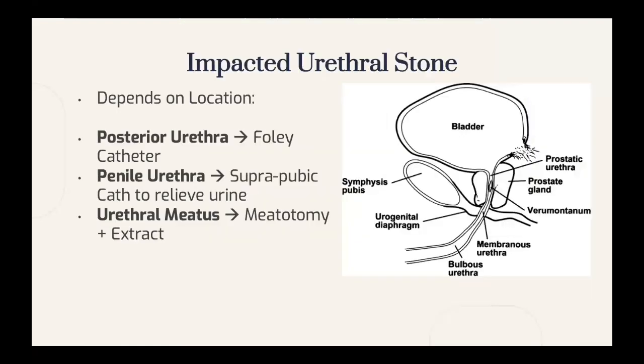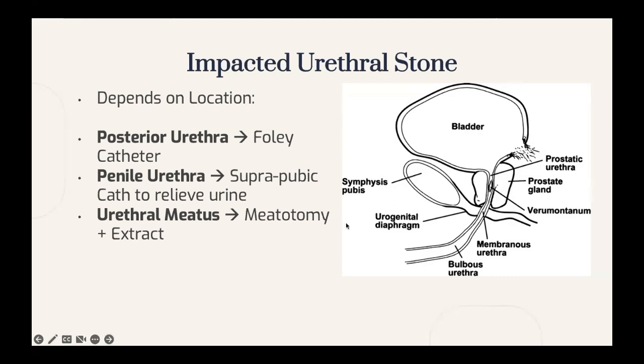And then we have another cause of hematuria. It's called impacted urethral stone, which means that it has passed the bladder, but it got impacted or stuck in a part of the urethra. So to make this easy, depending on the location, we treat. For the posterior urethra, we just do a Foley catheter and we hope to get the stone out. In the penile urethra, no, we actually go for a suprapubic catheter to relieve the urinary retention. And then we hope that the patient passes it soon.